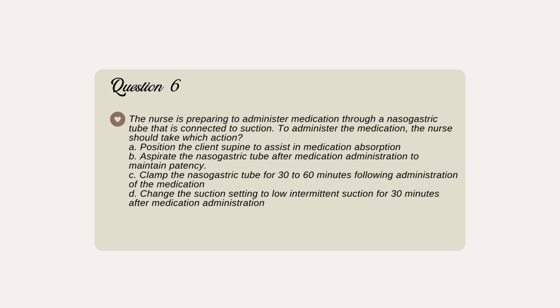Question number 6. The nurse is preparing to administer medication through a nasogastric tube that is connected to suction. To administer the medication, the nurse should take which action? A. Position the client supine to assist in medication absorption. B. Aspirate the nasogastric tube after medication administration to maintain patency. C. Clamp the nasogastric tube for 30 to 60 minutes following administration of the medication. D. Change the suction setting to low intermittent suction for 30 minutes after medication administration.